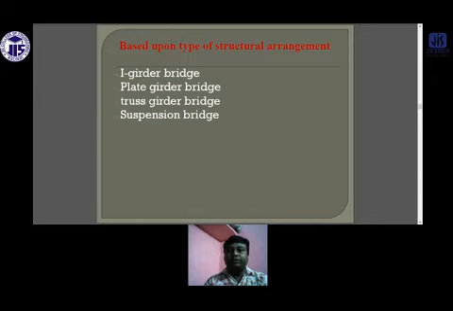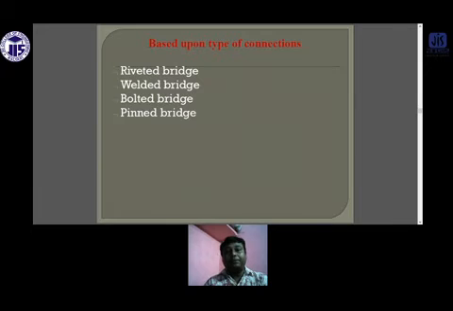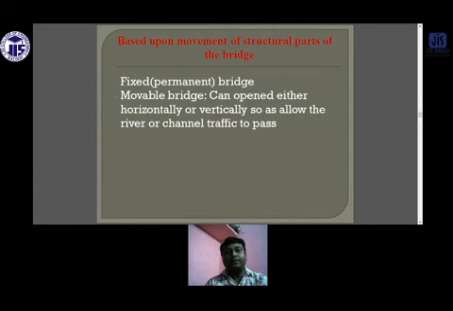Based upon the structural arrangement, there are I-girder bridges, plate girder bridges, truss bridges, and suspension bridges. Based upon the structural action or the nature of the superstructure, it is a simply supported span, continuous span, cantilever bridge, arch bridge, and rigid frame bridge. Now, based on the connection, there are riveted bridges, welded bridges, bolted bridges, and pin bridges. Based on the floor action, there are deck type bridges, through type bridges, semi-through type bridges, or pony bridges, and double deck bridges used as rail-cum-road bridges.